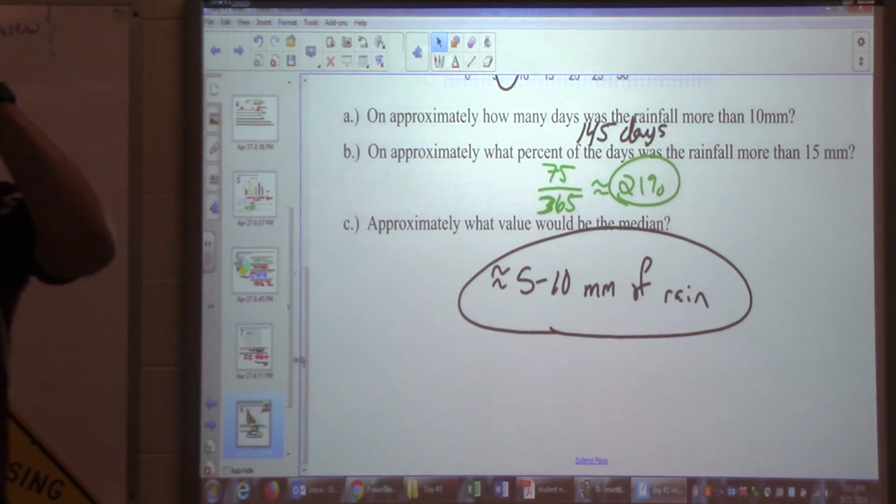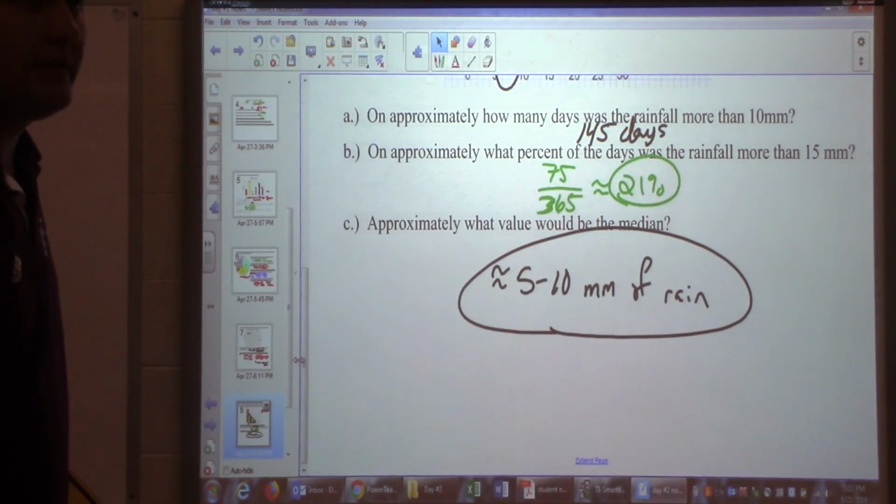Any questions? Yes, Ryan. Why'd you make the other histogram?